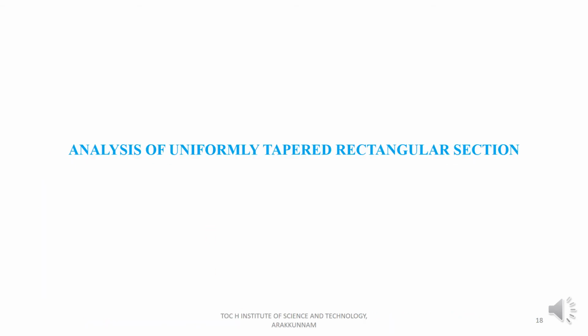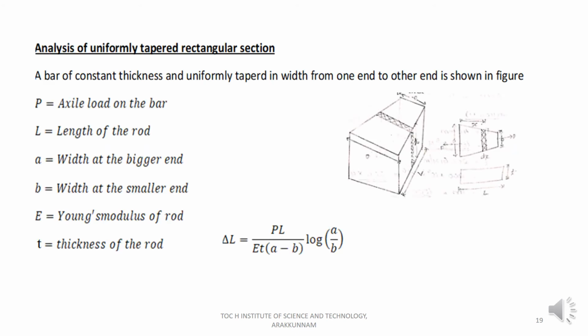Now, in the last section we discussed the analysis of uniformly tapered circular section. Here we are going to discuss the analysis of uniformly tapered rectangular section. These are the equations for uniformly tapered rectangular section.